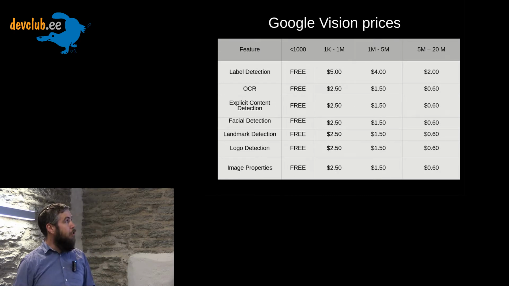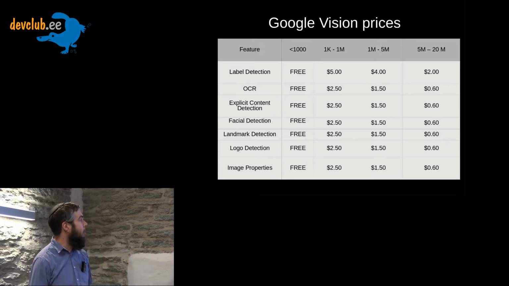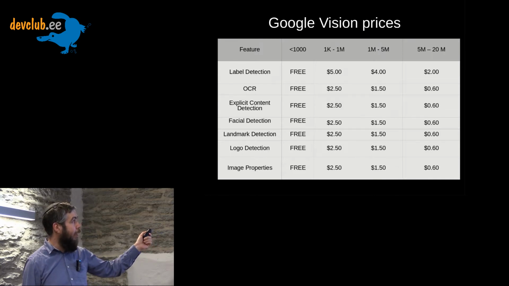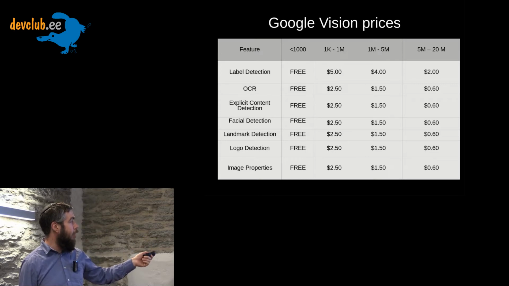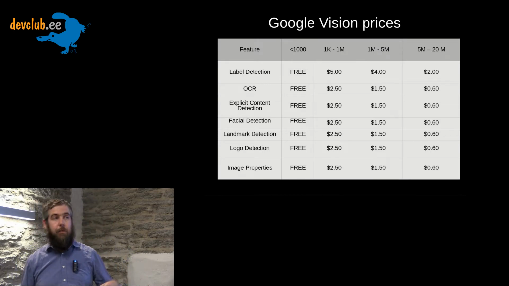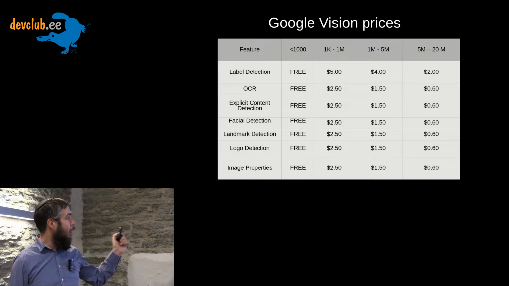So, Google Vision prices. It is also very interesting. And actually, it's not so much about prices, but more about features. You see, they have label detection, OCR, explicit content detection, facial detection, landmark detection, logo, image properties. Yeah. So actually, you can request a feature from Google Vision. In my case, I'm requesting label, OCR, and logo detection.